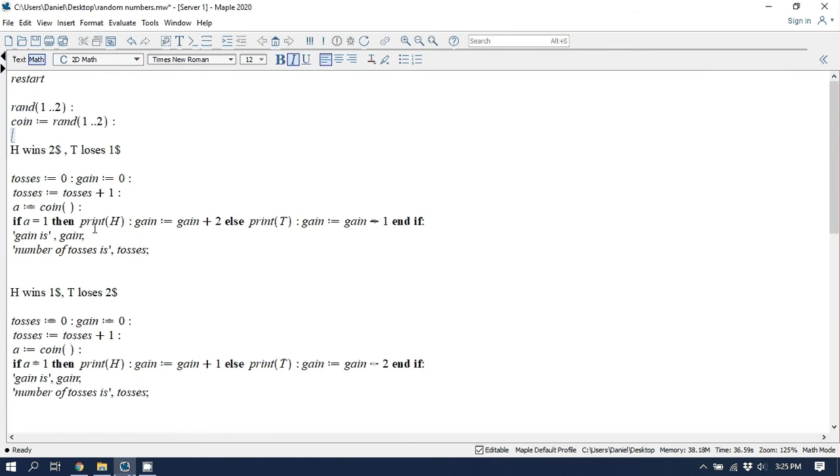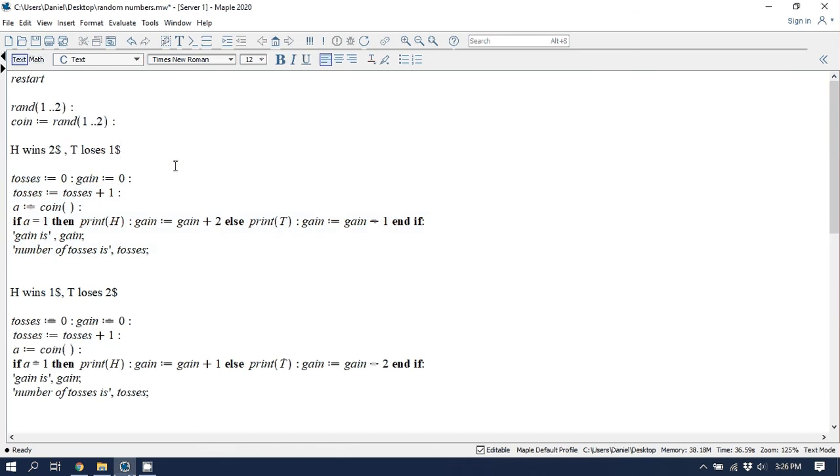So let's go over the example that I did in the presentation. Let's say the game is that heads wins $2, tails loses $1. So what I do here, basically, I initialize the number of tosses so I can keep track of the number of times I toss the coin, and the gain, which I initialize with 0. And then in this command, each time I toss a coin, I'm going to increase the number of tosses. And then if it lands 1, if it's heads, I'm going to add 2 to the gain. If it lands tails, I'm going to subtract 1 from the gain. And I'm going to keep track of the gain and the number of tosses.